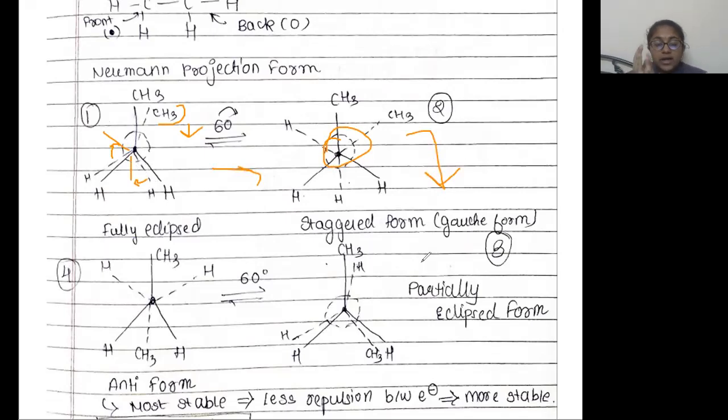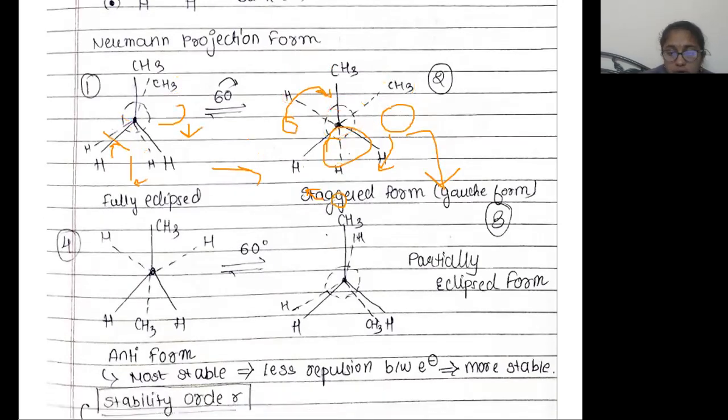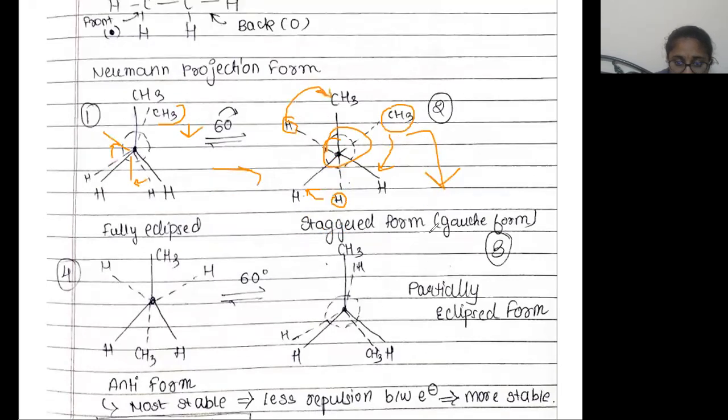Now what will happen? It will overlap again, but this time it is the partially eclipsed form. This form is known as the partially eclipsed form. Here you can see this hydrogen is partially eclipsed on this methyl group, and this methyl group is partially eclipsed on this hydrogen atom. So this is the partially eclipsed form, the third one.